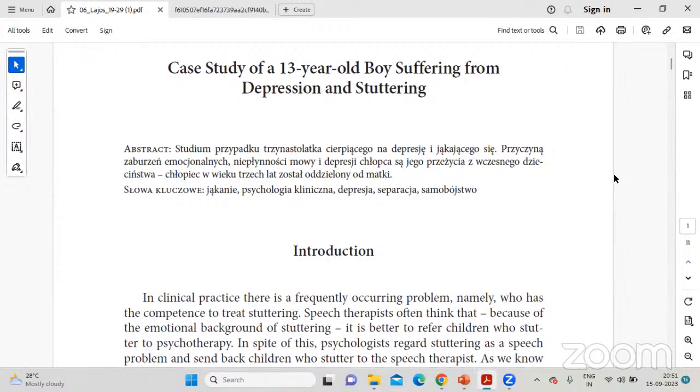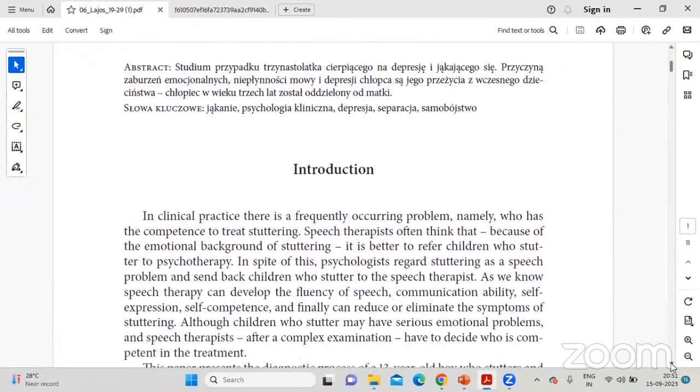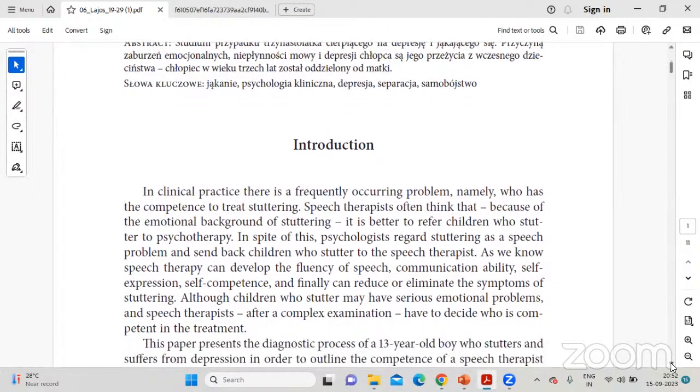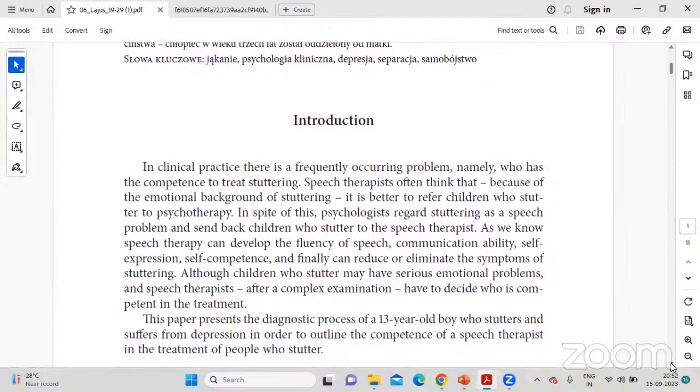All right, so this is the case study of a 13-year-old boy suffering from depression and stuttering. Okay, so this is a published study, and I'll show you how they focused on these different aspects of the case, how they presented it. So the introduction part actually talks about stuttering as a symptom, why it happens, and how stuttering can be related to emotional problems in children.